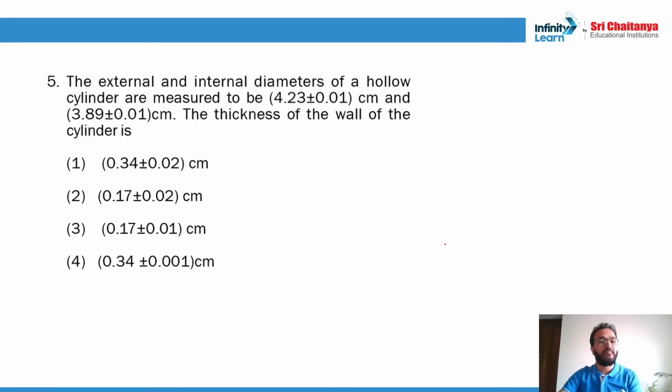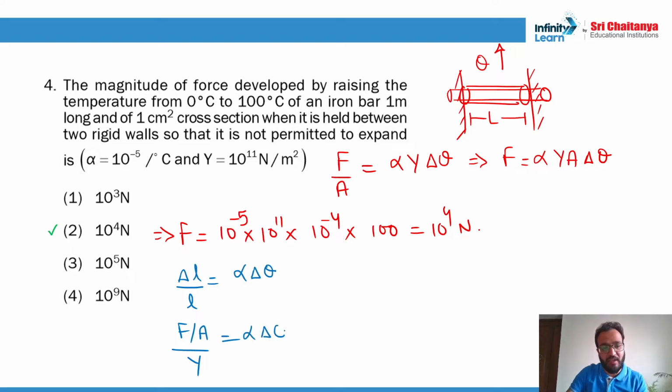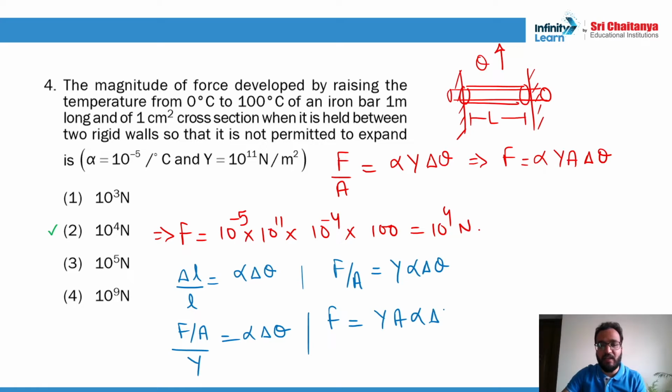Second option, right? Remember this formula, F by A, that is thermal stress, is always alpha Y delta theta. Let me explain the reason. Thermal strain is equal to alpha delta theta, and strain is equal to stress upon Young's modulus, which is equal to alpha delta theta. That is why thermal stress is Y alpha delta theta, and the force that is developed is Y A alpha delta theta. Delta theta is change in temperature. So I suppose you have understood this concept now, right?